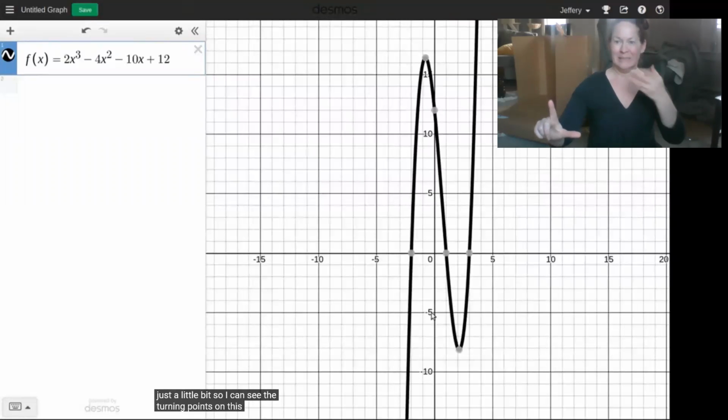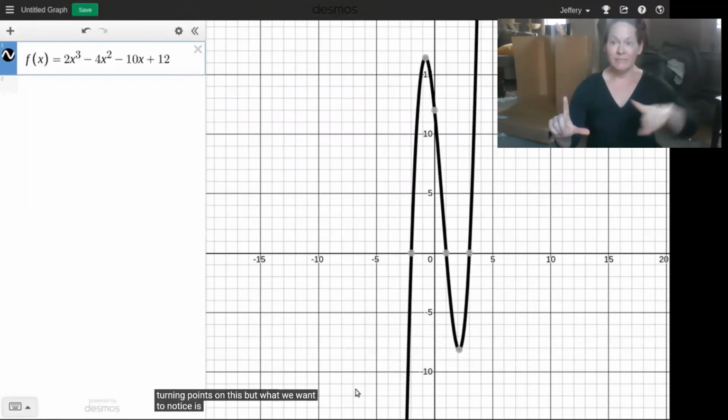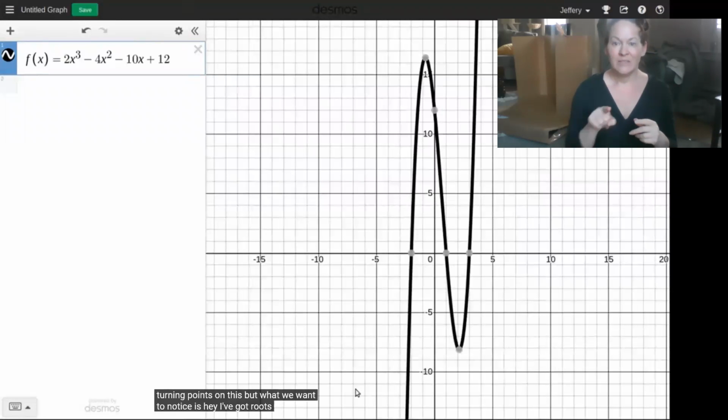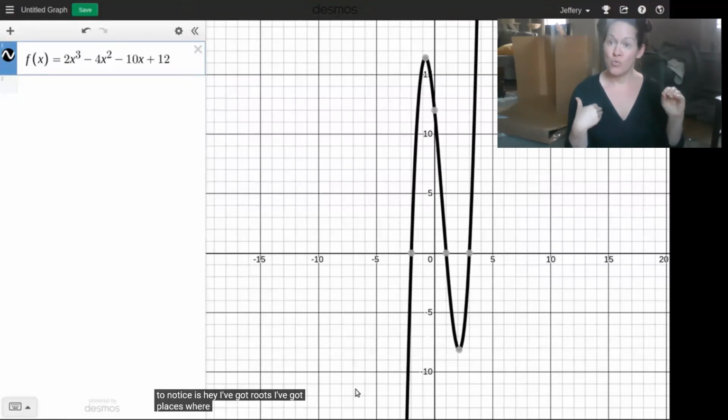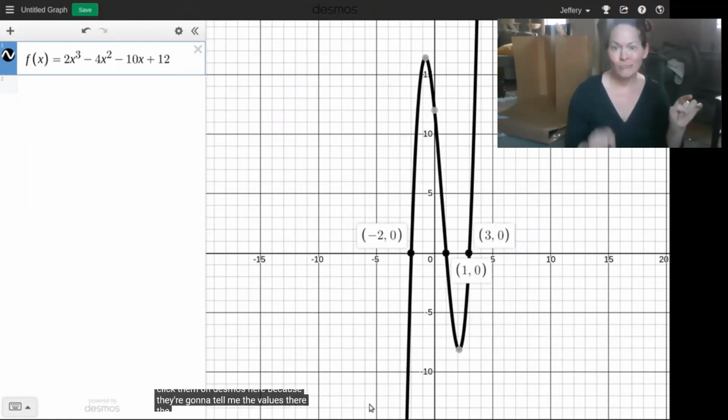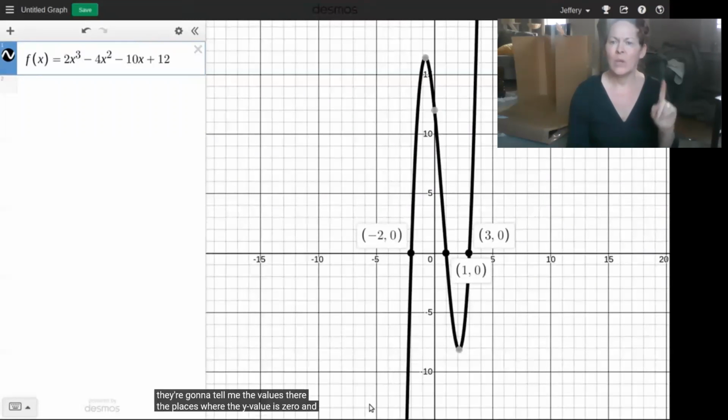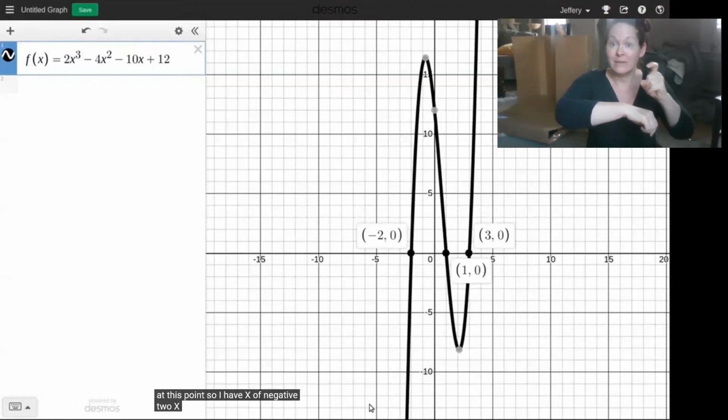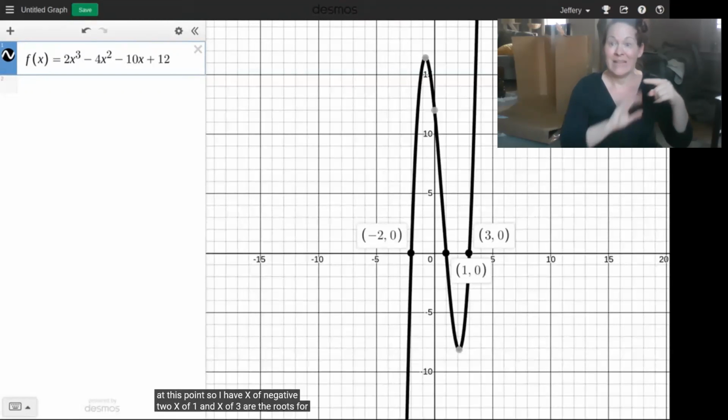But what we want to notice is, hey, I've got places where I have roots. And I'm going to click them on Desmos here, because they're going to tell me the values. They're the places where the y value is 0. And they give me the x value for the roots at this point. So I have x of negative 2, x of 1, and x of 3 are the roots for this function.